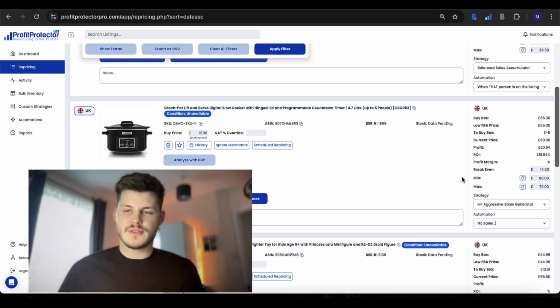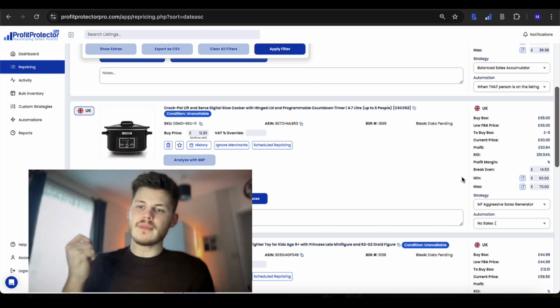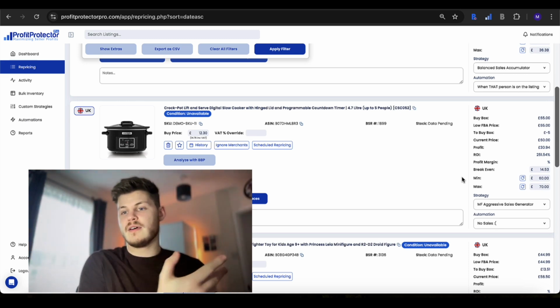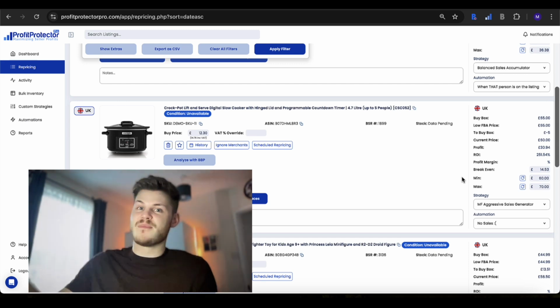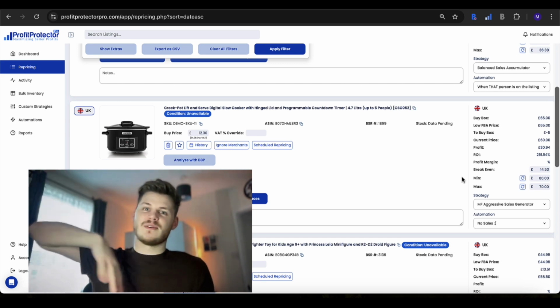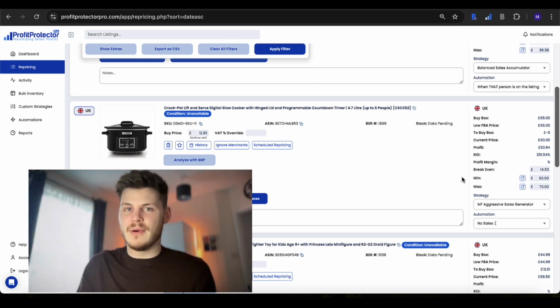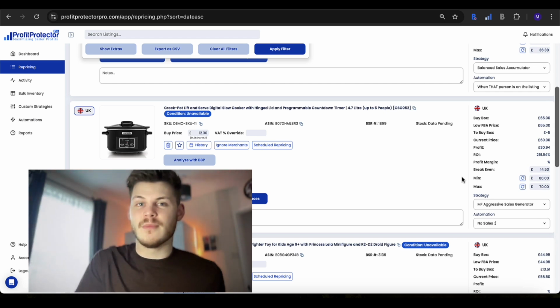Now let's move on to the max price. Now, the max price, why do we need one initially? That's the question that I get quite a bit of the time. And it would be great to just set no max price and have it reprice to a staggering amount. Unfortunately, that can't happen because Amazon will shut that down.